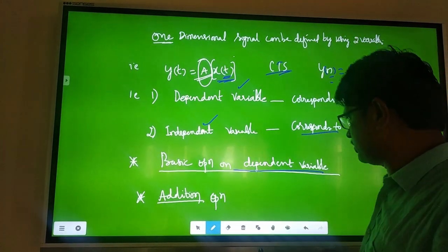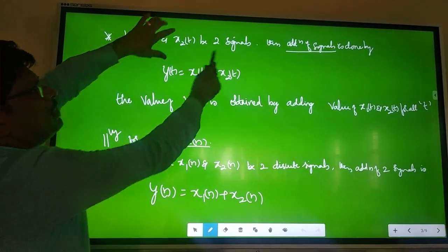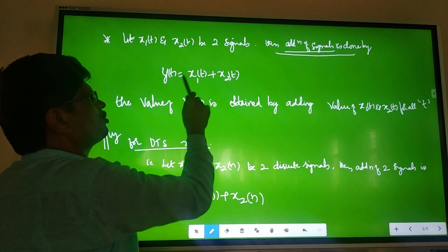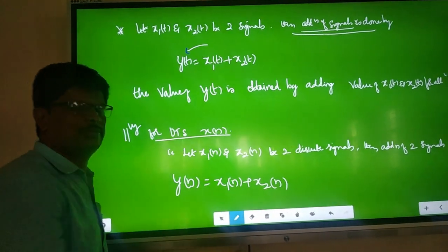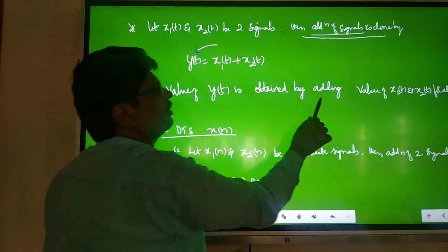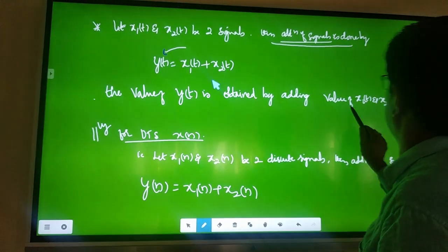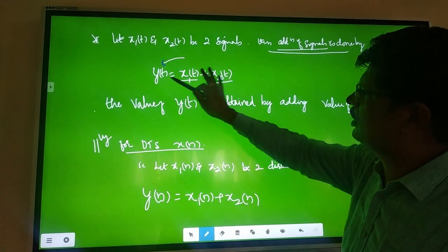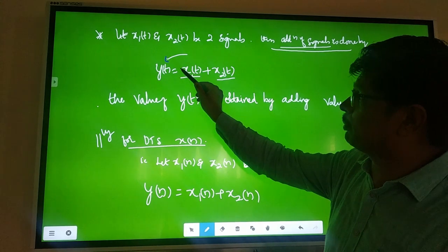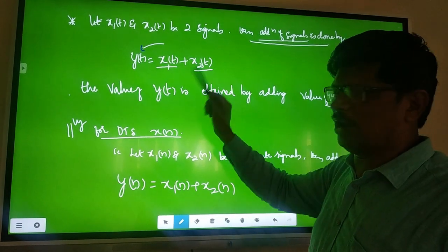First let me take up the addition operation, addition of two signals. Now see, for example, let x1 of t and x2 of t be two signals. Then addition of signals is done by adding the two signals, x1 of t plus x2 of t, and putting it into y of t. Now what will happen? The value of y of t is obtained, in the case of this addition operation, by simply adding the values of x1 of t and x2 of t. By adding these, you will get the value of y of t. Here what you should see is the amplitude. Maybe in this case the amplitude is 1 here and 1 here. Then you should add both.